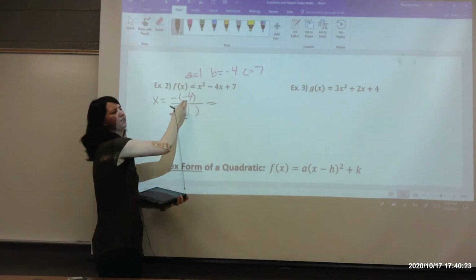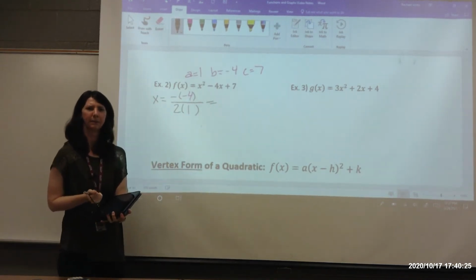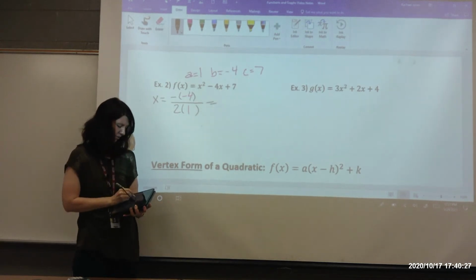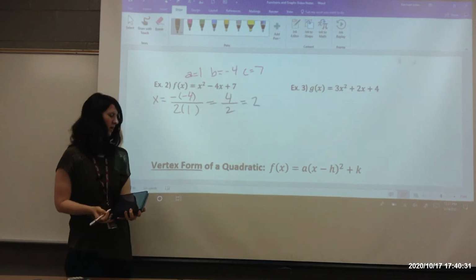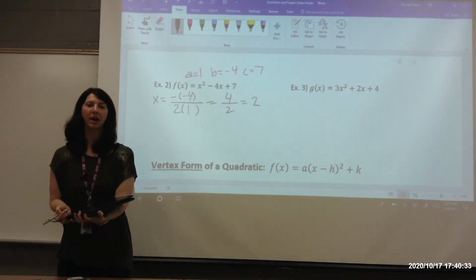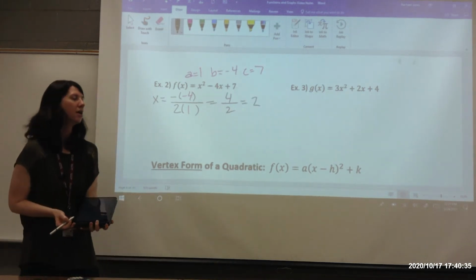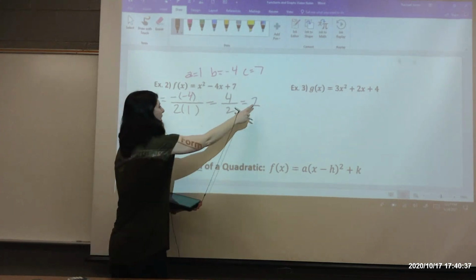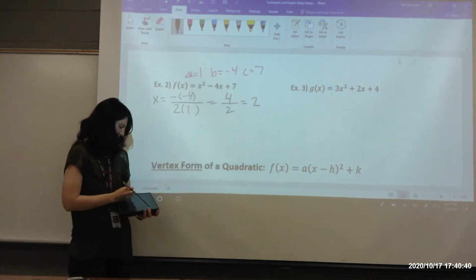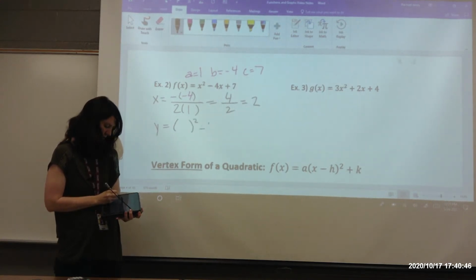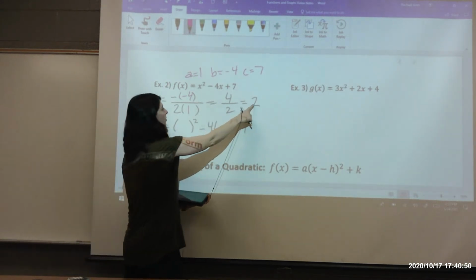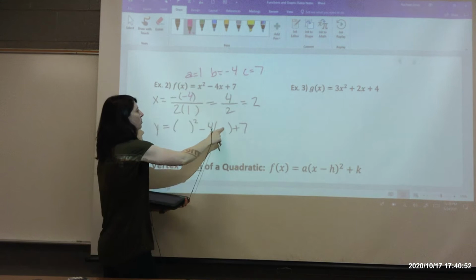What is a negative times negative 4? It's just a positive. Negative times negative is a positive. 2 times 1 is 2, and 4 divided by 2 is 2. So now we have our axis of symmetry, x equals 2. If we want to get our vertex, we need to plug that back in. Plug it in for x. So f of x, or y, equals, plug in our x squared minus 4 times plug in our x plus 7. In this case, our x was a 2, so I'm going to plug in the 2.